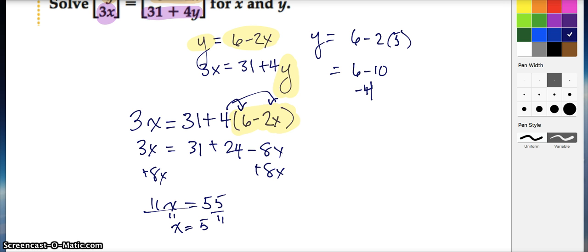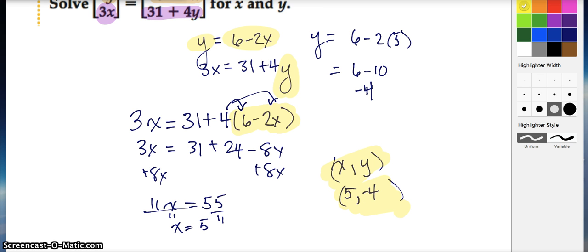Let me make that better. And so x and y values can be written as 5 and negative 4. And that's really it. That's it for our intro to matrices.